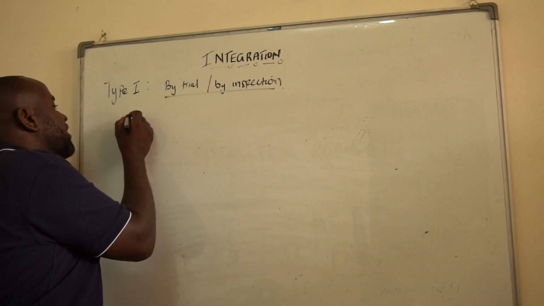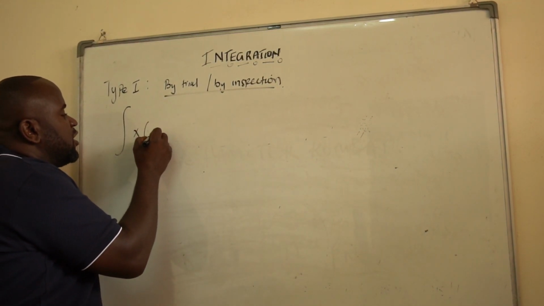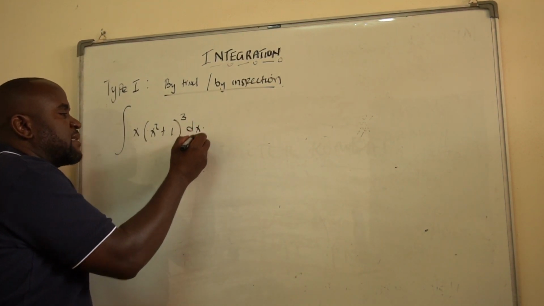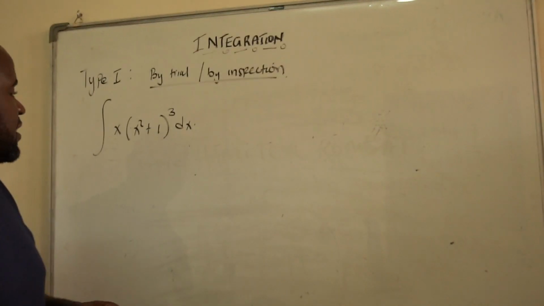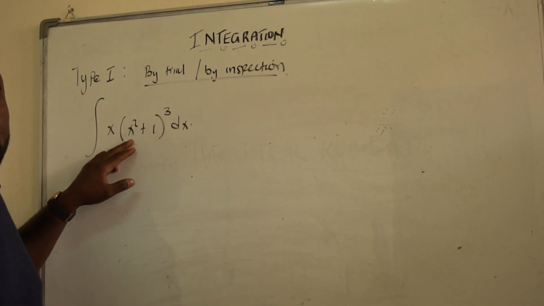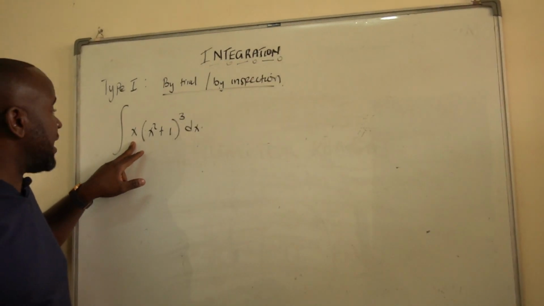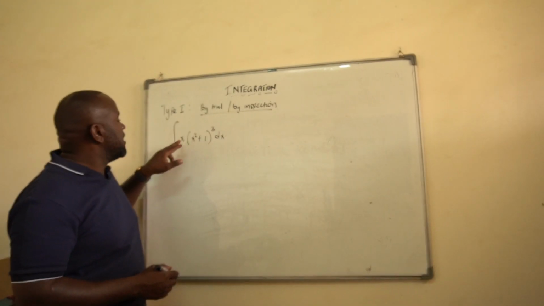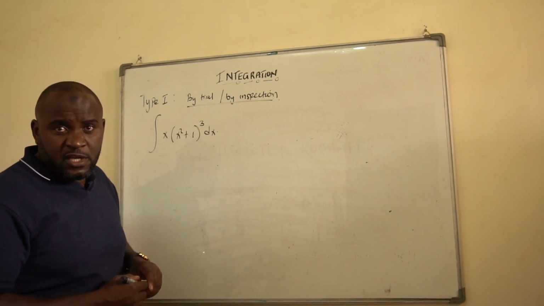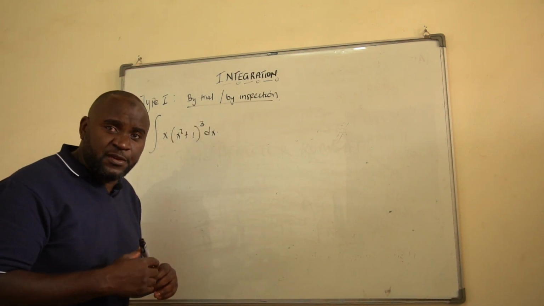If they give you, for example, the integral of x times (x squared plus 1) to the power 3 with respect to x, then you ask yourself: the term inside the bracket has the highest degree of x as x squared, and the term outside the bracket has the highest degree of x as x to the power 1. So the x to the power 1 perhaps could have come from the derivative of x squared. That's what you inspect. That's why I'm calling it integration by inspection or by trial.